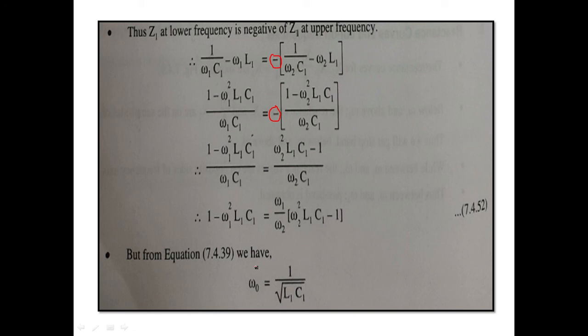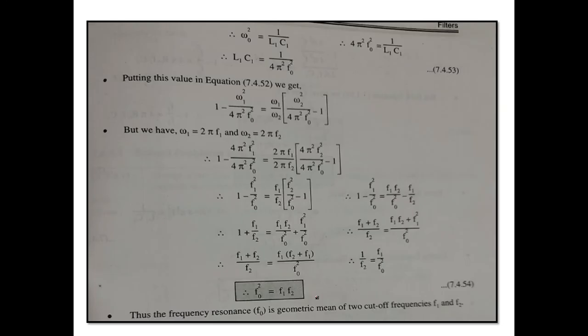Then we know that the angular frequency ω0 is equal to 1/√(L1 C1), so ω0² is equal to 1/(L1 C1). That's why 4π² f0² = 1/(L1 C1), and L1 C1 is equal to 1/(4π² f0²). Then this equation has to be captured, and for identification I mark it here with a star.